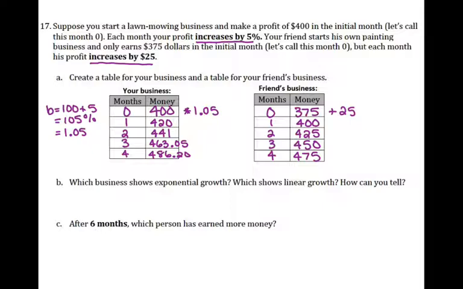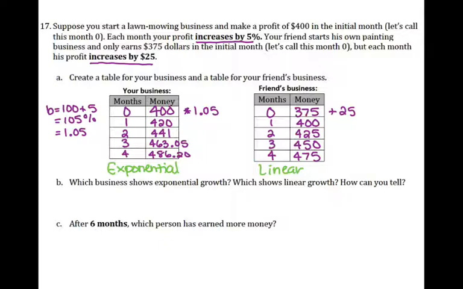So again, my business is exponential growth because I am multiplying by 1.05 each time. My friend's business is linear growth because I am adding $25 each time. Since I just explained it verbally, I'm not going to write down the answer. But once again, this right here is exponential because you're multiplying. And my friend's business is linear because I am adding $25 each time. So that answers letter B.